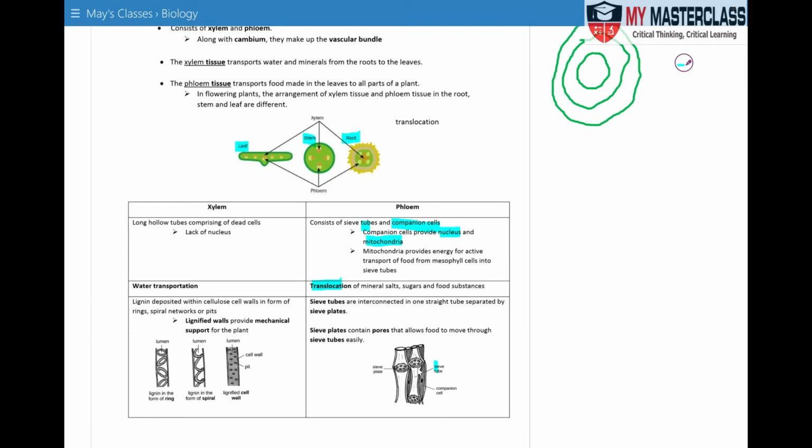Now when we look at over here, the sieve tubes, as you can see, are interconnected from one long sieve tube to the next adjoining one, and it is not totally isolated from one another, because in between each sieve tube we have sieve plates with all these holes or pores to enable the food substances to move from one sieve tube to the next. Beside every sieve tube, we have companion cells, which have a nucleus as seen by the black dot, along with the mitochondria to provide ATP for energy purposes.